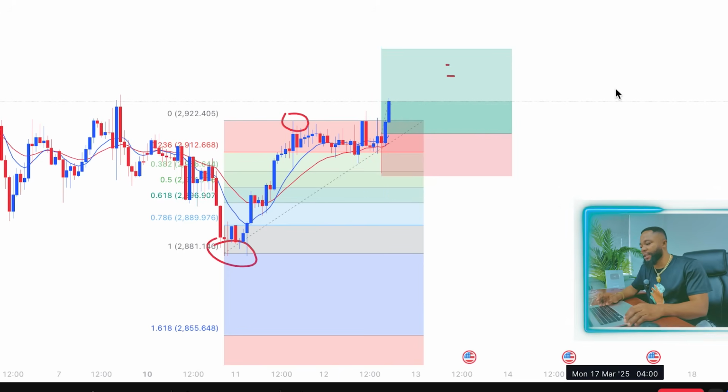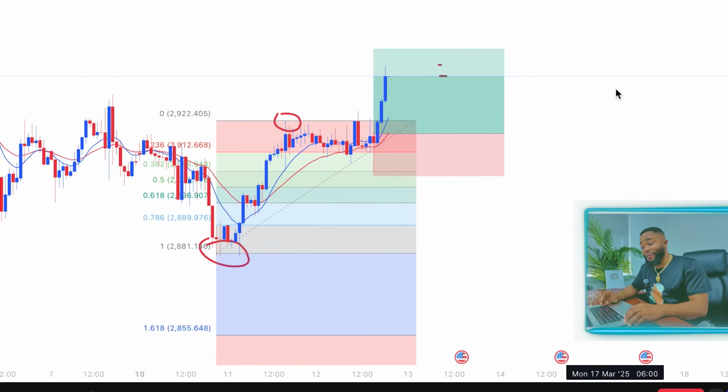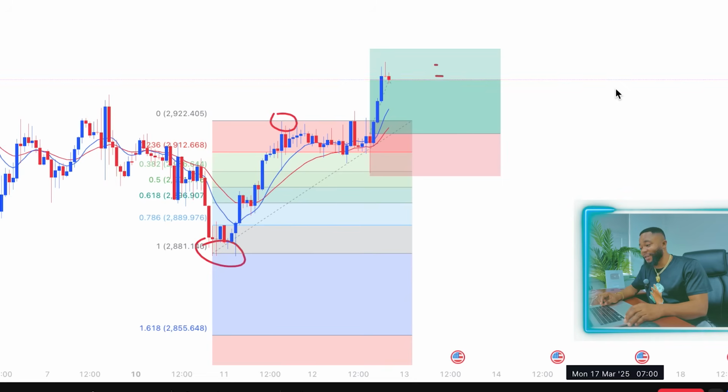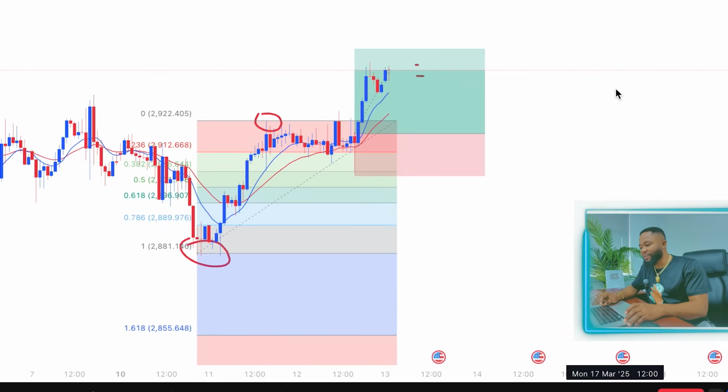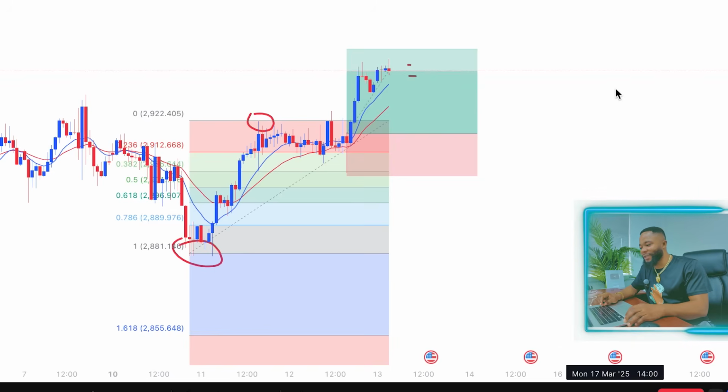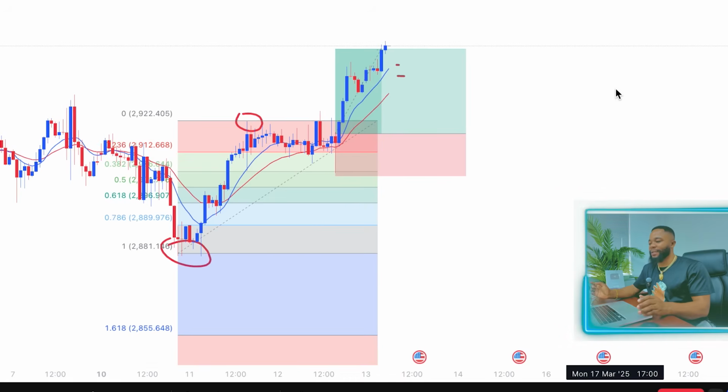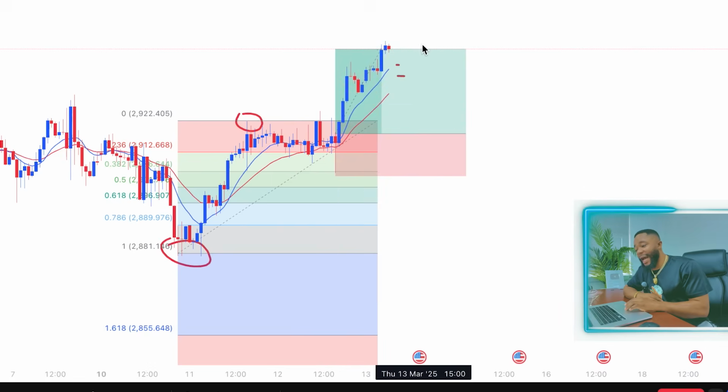So let's continue playing to see what happened after that. We are almost hitting our TP. Let's go. The market starts dropping against us. Let's go. Boom. That's it. We just hit our TP and that is it.